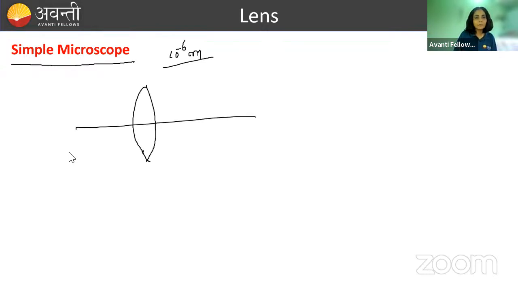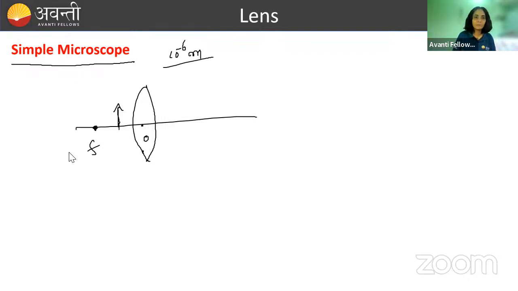If you remember, we have already studied ray optics, so you must be aware of when we get an erect magnified image in case of a convex lens. It is the case when the object is kept between focus and optical center. So in a simple microscope, we keep the object in between focus and optical center.